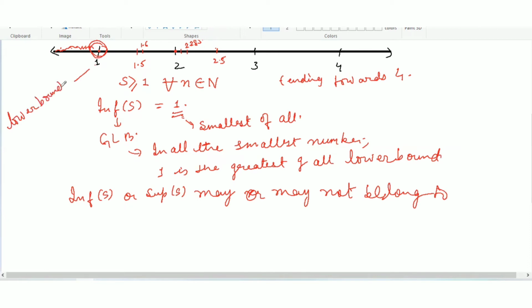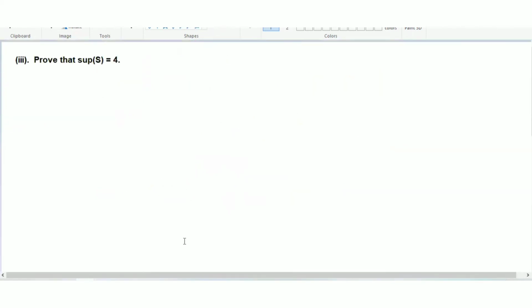If another question arises here, what is the lower bound of this set? You can say that 1 is the lower bound of this set. So we proved here that the infimum of the set is 1. Now the next question we are going to do: prove that the supremum of S is equal to 4.